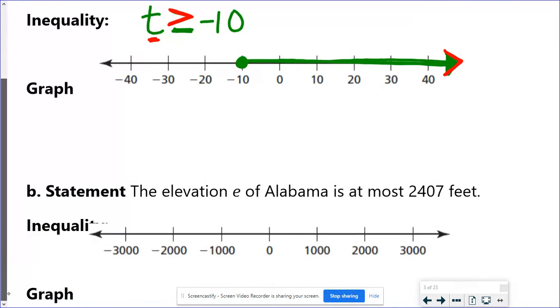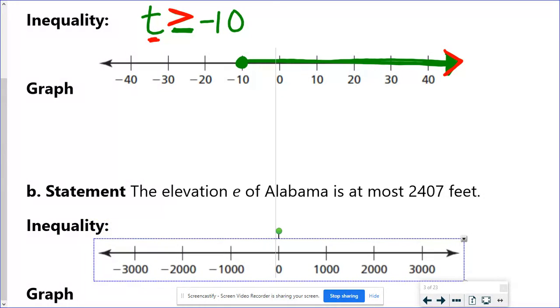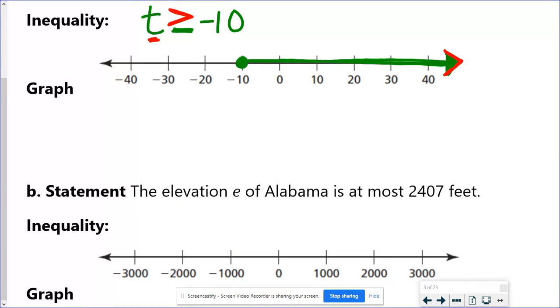For the second one, we've got the elevation in Alabama is at most 2,407 feet. At most means it's not going to be more than that. So my inequality, and it looks like my graph has moved a little bit. Let's see if we can get that to shift for us. The inequality for this one, the elevation, so we're using E this time, the elevation is at most, so it's never going to be more than that.